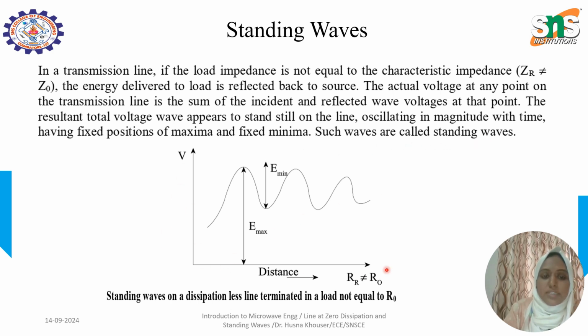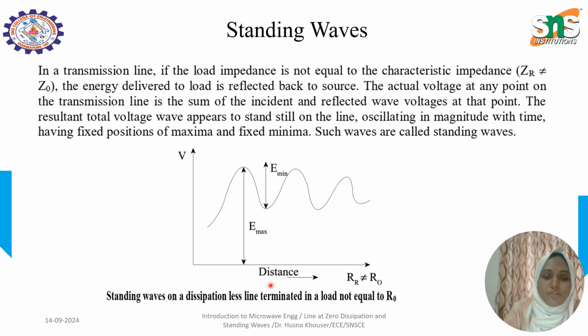Here you can see this graph. This is the standing wave for a dissipationless line. This is the magnitude of the voltage, showing the voltage maximum and the voltage minimum. This is the resultant total voltage wave, which appears standing still on the line with oscillating magnitude, having fixed positions. This is the maximum point and this is the minimum point. The standing wave ratio is the ratio of the voltage maximum to the voltage minimum.